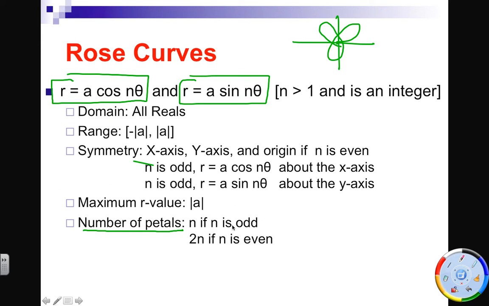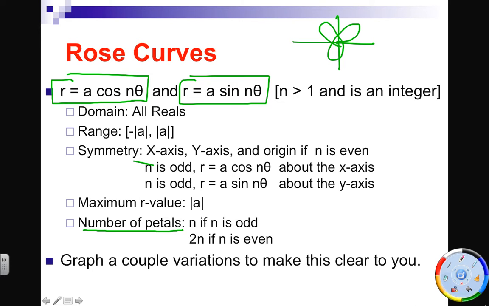And if you know what we graphed, I think it was sine, one or the other. Yeah, sine of 3 theta. There were 3 petals because n was 3. So if you let n be an odd number, you get n petals. If you let n be an even number, you get twice that many petals.